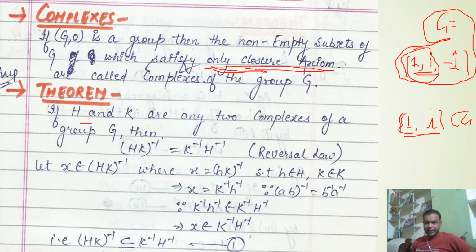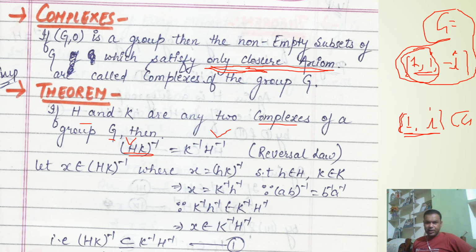Now there is a theorem related to complexes. If H and K are two complexes of a group G, then the inverse of their product is equal to the product of their inverses in reverse order. It means if you write H K first, then in this case H and K will appear in the reverse order.